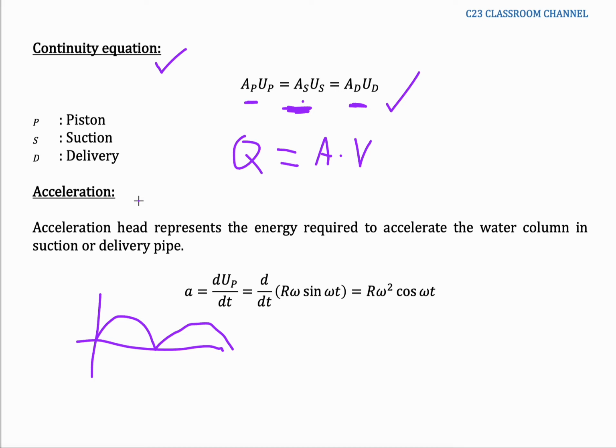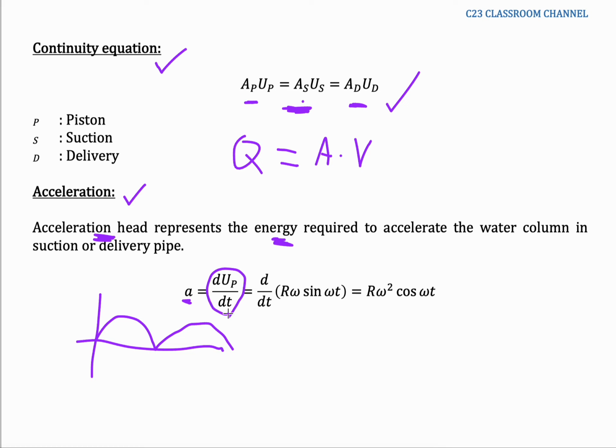Now we need to calculate what is the acceleration for the piston pump. Acceleration head represents the energy required to accelerate the water column in the suction or delivery pipe. So the idea of acceleration head here means the energy required to push the water to achieve a certain value of acceleration. According to the physics calculation, the acceleration is actually V2 minus V1 over T, or it can be written as du over dt.